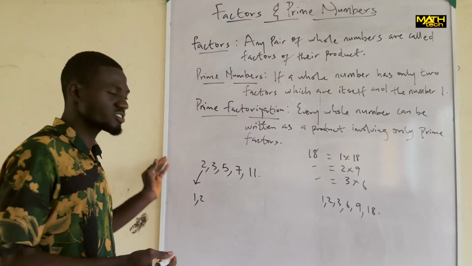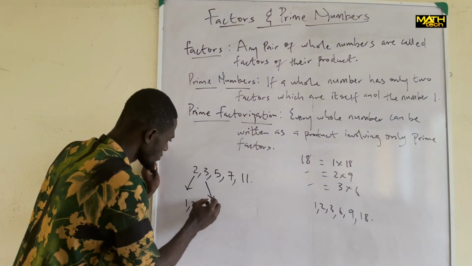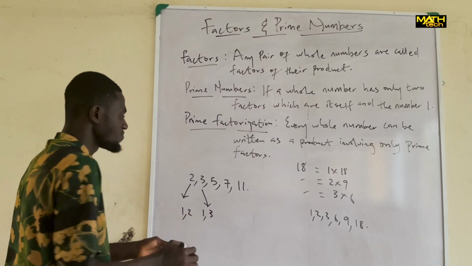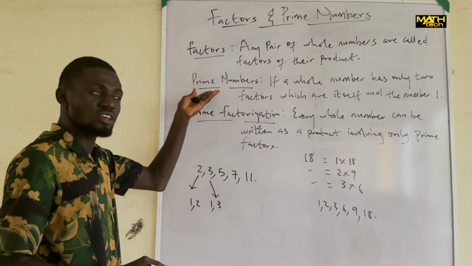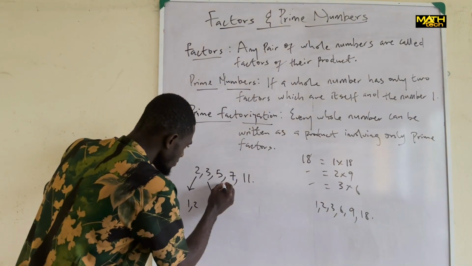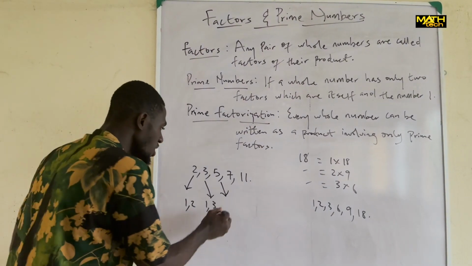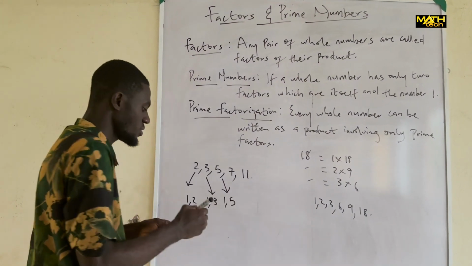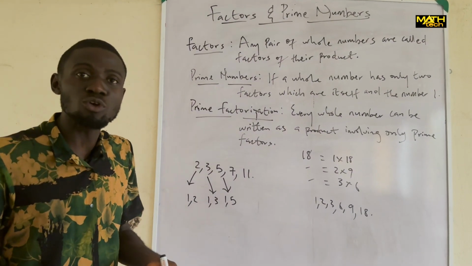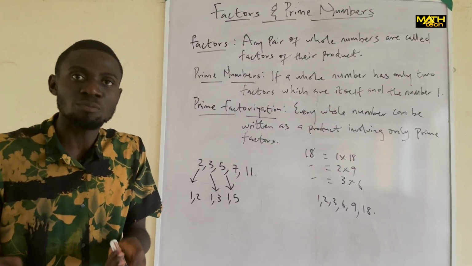Now let's take a look at 3. The factors of 3 are 1 and 3. It means 3 is a prime number. Take a look at 5. Factors of 5 are 1 and 5. It means 5 is a prime number. But 4 is not a prime number. 6 is not a prime number.